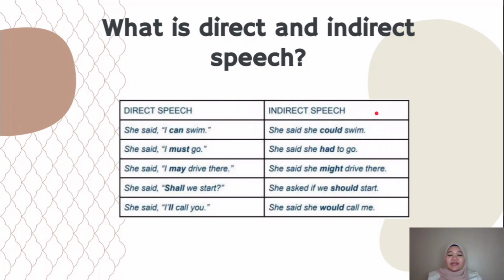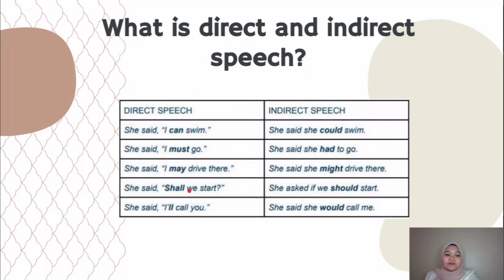Okay? In the next slides of tenses changes, I'll be showing you from present simple to past simple, and so on. Okay. Second, she said, "I must go." However, when we change to reported speech, she said she had to go. She said, "I may drive there." However, in reported speech, she said she might drive there.